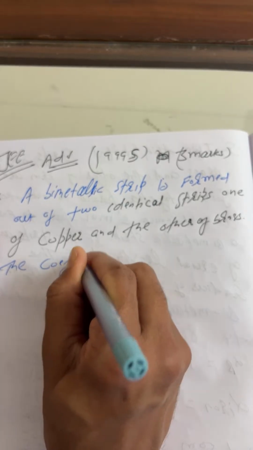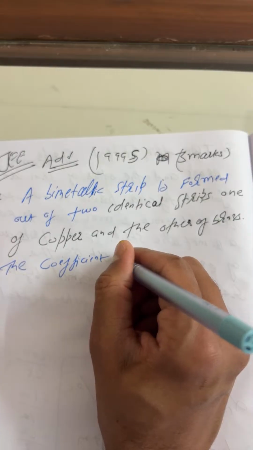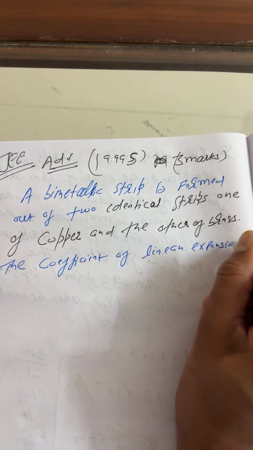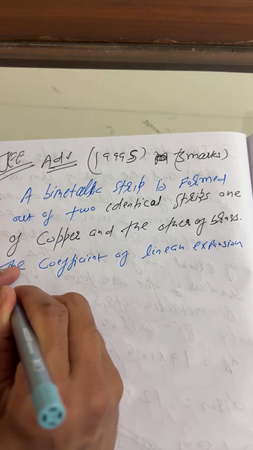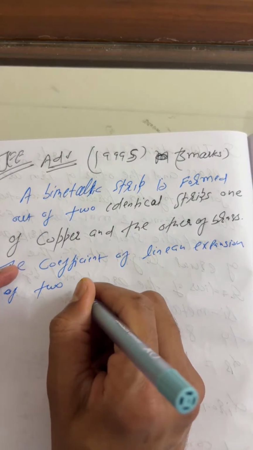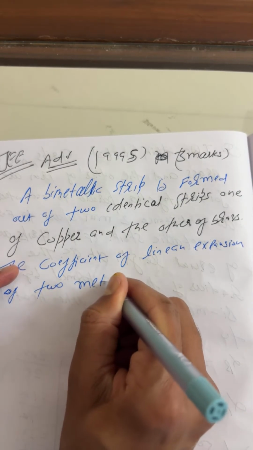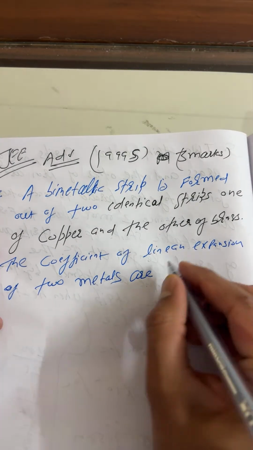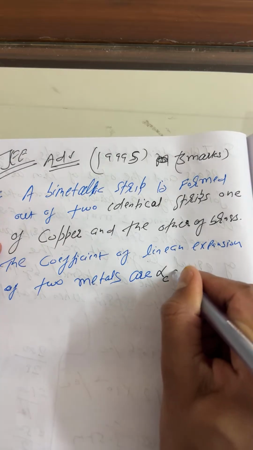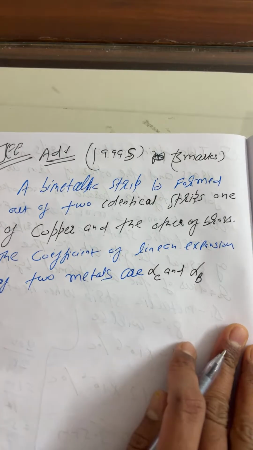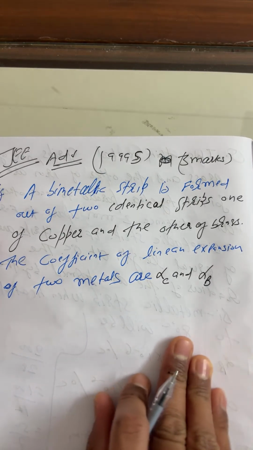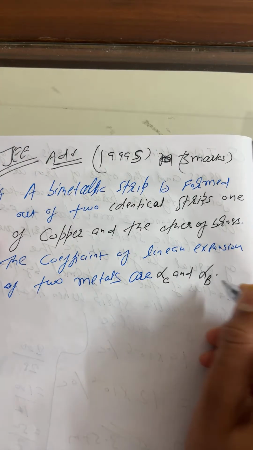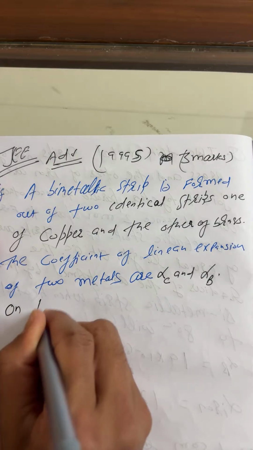The coefficients of linear expansion of the two metals are alpha for copper and alpha for brass. On heating, carefully listen here.